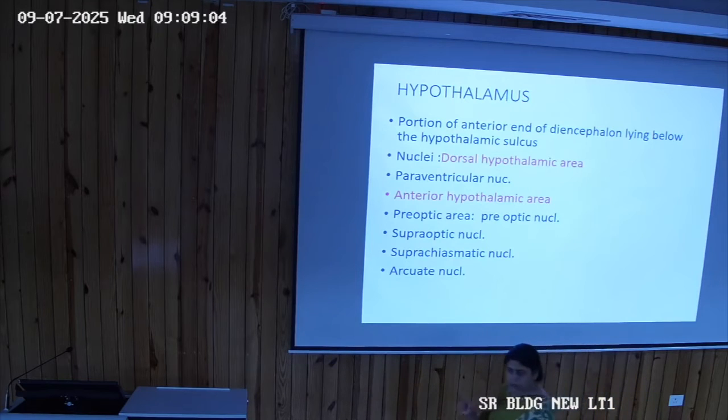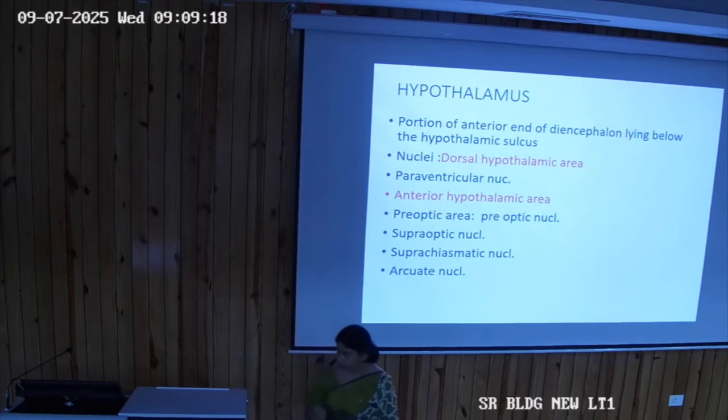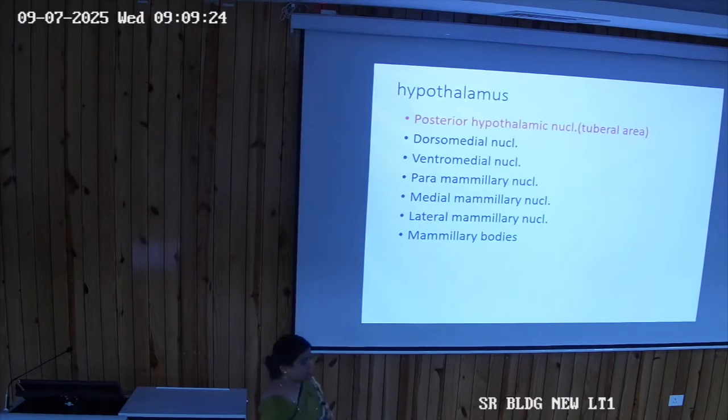The names of the nuclei are given in your book, but for a fast revision, the anterior hypothalamic area has the preoptic area, supraoptic, suprachiasmatic nucleus and arcuate nucleus. The posterior hypothalamic nuclei broadly are the mammillary body and posterior nucleus. The rest of the nuclei of the hypothalamus lie in the intermediate area. Depending on the nucleus, the hypothalamus performs various functions. Now, what are the functions performed by the hypothalamus?